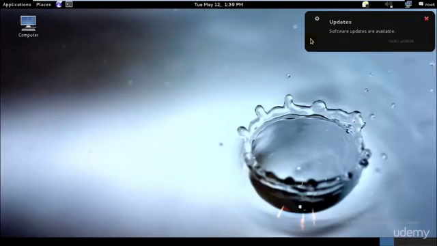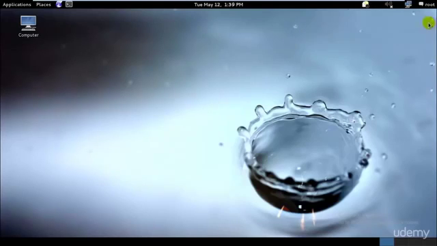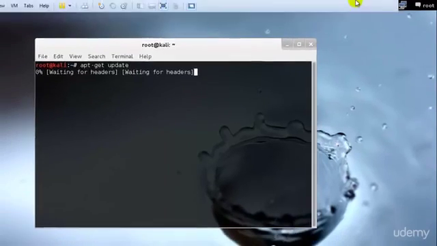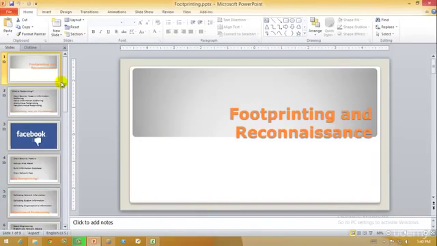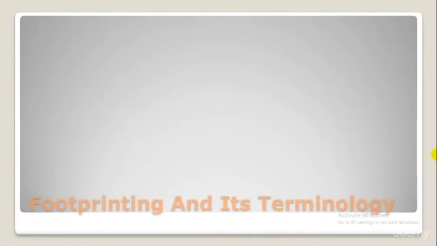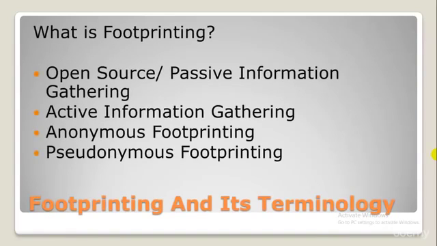Footprinting is just that we need to gather information about specific people. By the time it gets updated, let's start with the footprinting terminology. Footprinting and reconnaissance is what we would be learning today. What is footprinting? There are several ways of gathering information. Before we go deep into this concept, it is important to know the basic terminology used in footprinting, and these terms will help you understand the concept of footprinting and its structures.